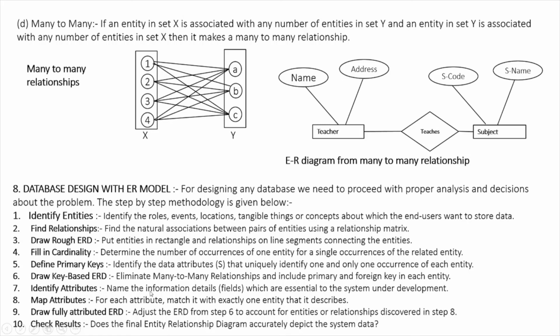Identify attributes. Name the information details which are essential to the system under development. Map attributes. For each attribute, match it with exactly one entity that it describes. Draw fully attributed ERD. Adjust the ERD from step 6 to account for entities or relationships discarded. Step 8. Check results.